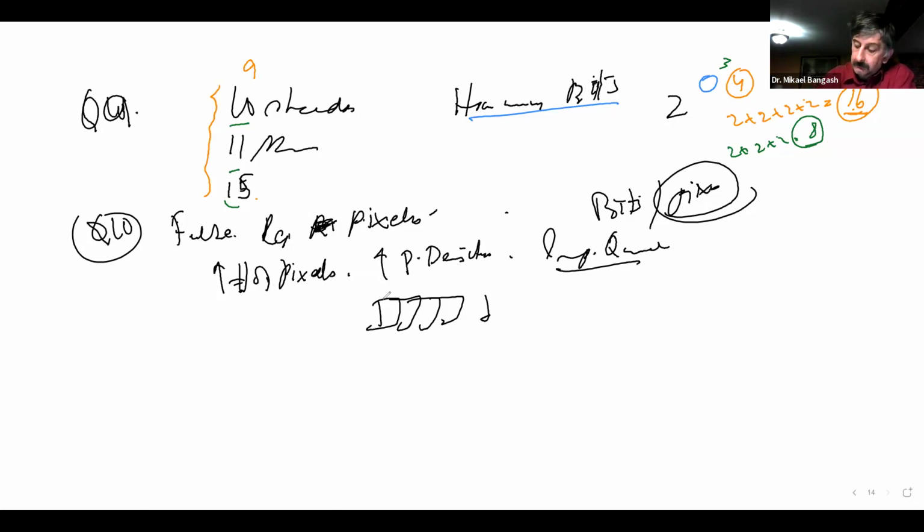Now, read zoom. What is read zoom? Read zoom, we said yesterday, was an example of post-processing, whereas write zoom was an example of pre-processing. Is that clear?